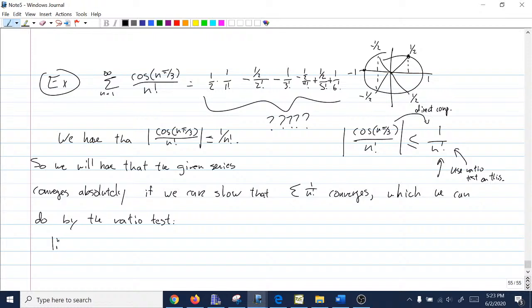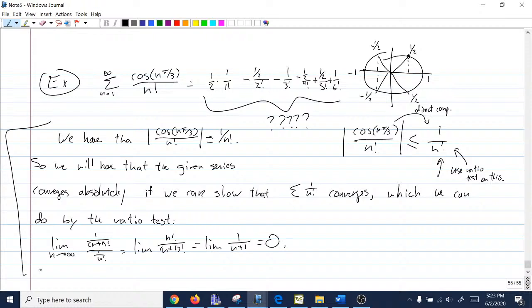Colon. Now I'll just do that limit. I want 1 over n plus 1 factorial over 1 over n factorial. This is the limit of n factorial over n plus 1 factorial. This is the limit of 1 over n plus 1. This limit is 0. Maybe I'll mention which is less than 1 is the important part about 0. Cool.